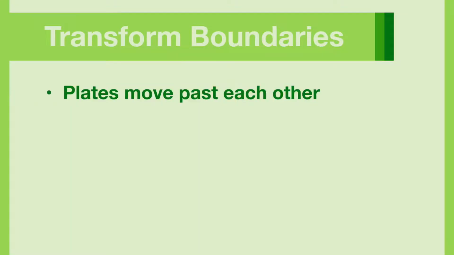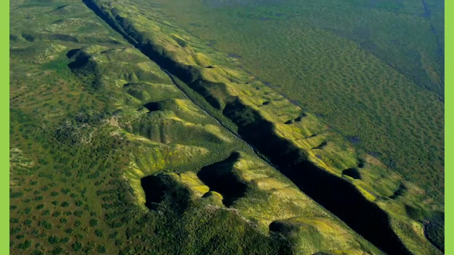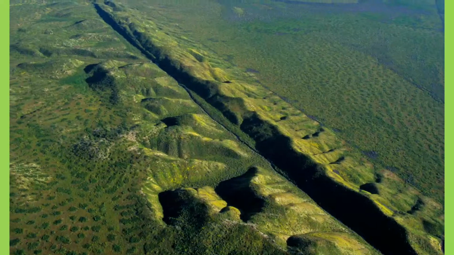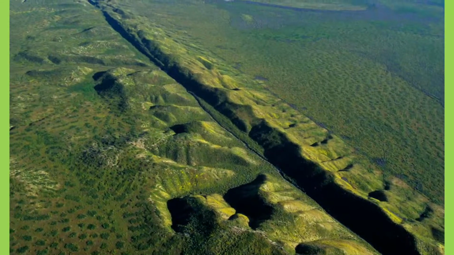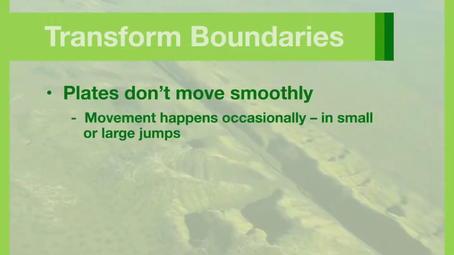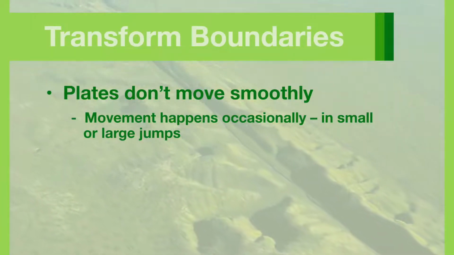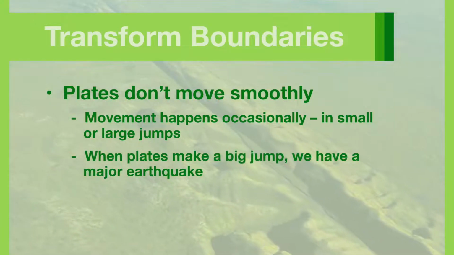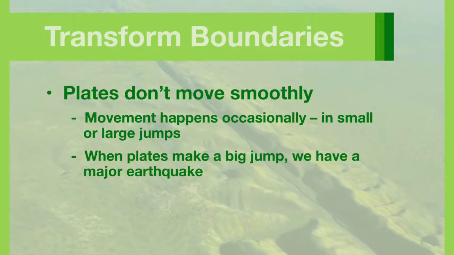You don't have to worry about the Arabian Gulf disappearing anytime soon, though, because these changes take place over millions of years. Okay, the third and final type of boundary is called a transform boundary. There, the plates are moving past each other. To give you an example, along the San Andreas Fault in California and northern Mexico, one plate is moving north, while the other plate is moving south. The plates don't move smoothly, however. The movement actually only happens occasionally, when the plates move in small or large jumps. And when the plates make a big jump, the Earth shakes, and we have a major earthquake.